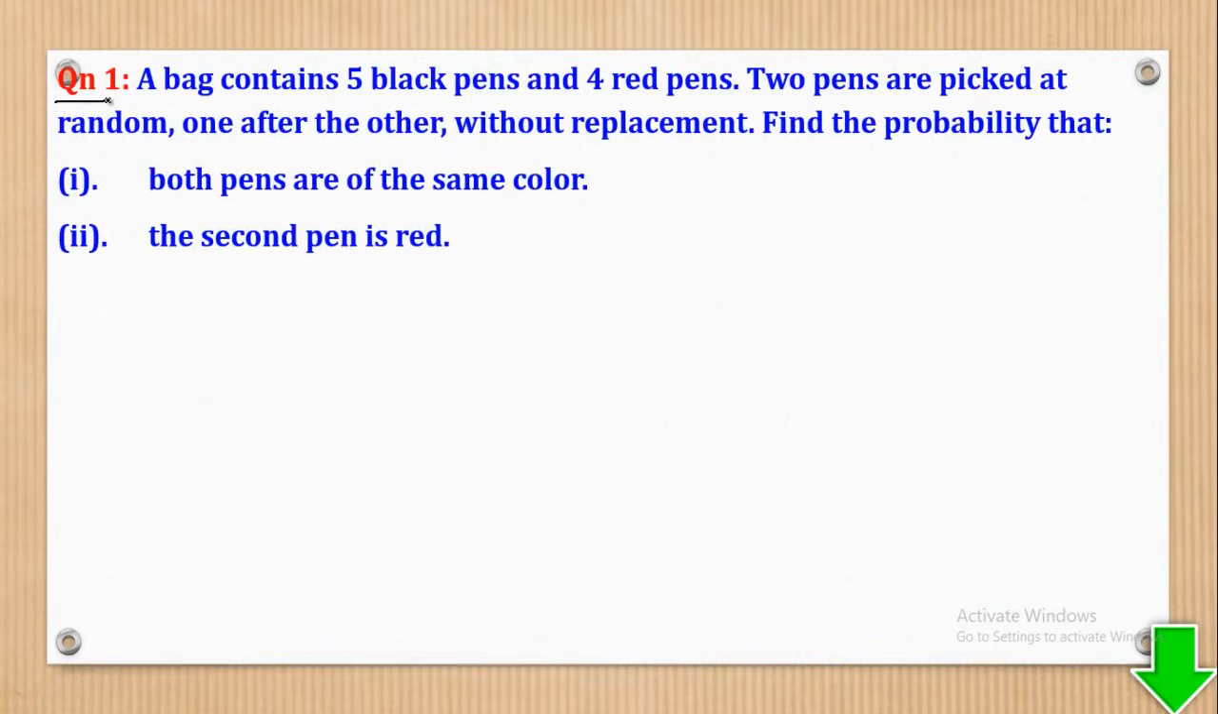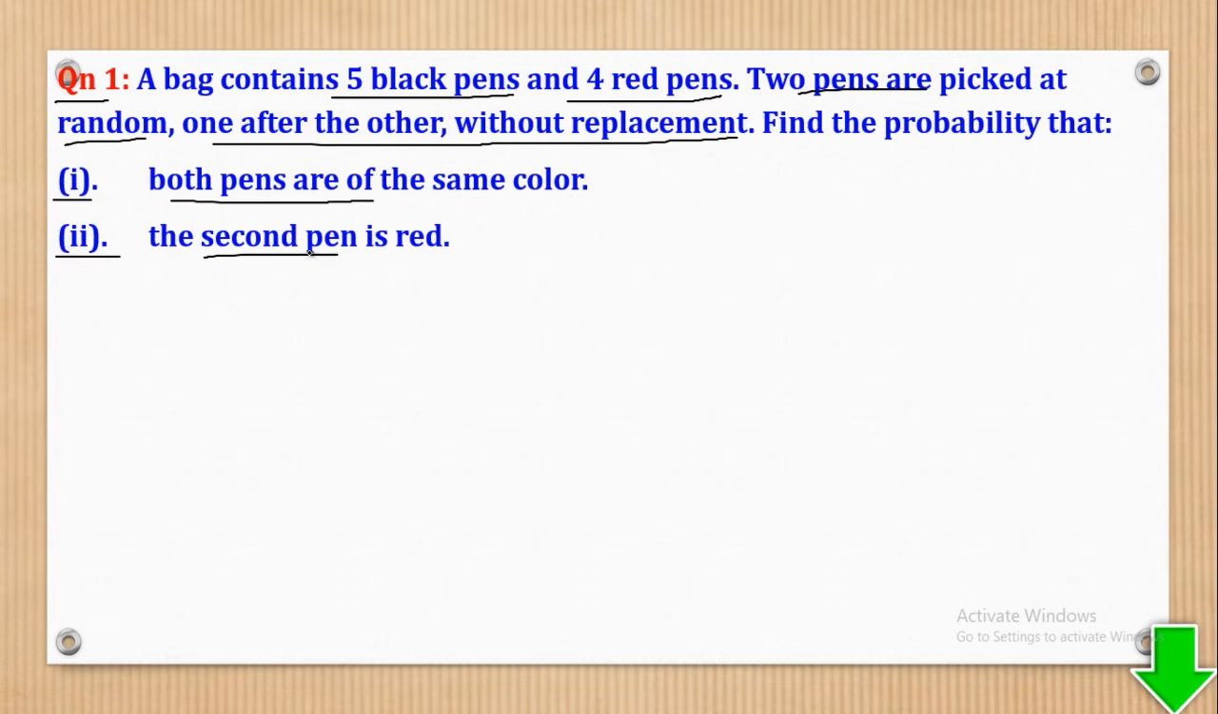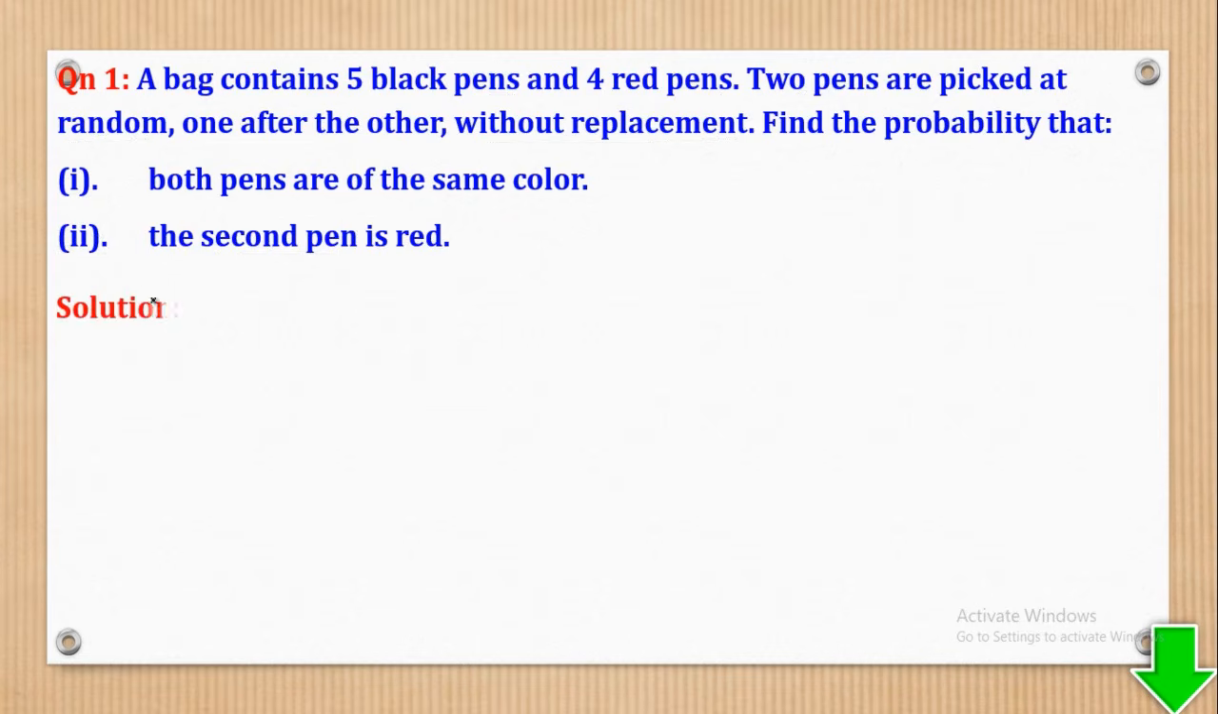So now we shall go to question 1. Question 1 says, a bag contains 5 black pens and 4 red pens. 2 pens are picked at random, one after the other without replacement. Find the probability that (i) both pens are of the same color, and (ii) the second pen is red. Like I said, there are two methods and we shall look at both. So let's start with method 1, which is by using a probability tree diagram.